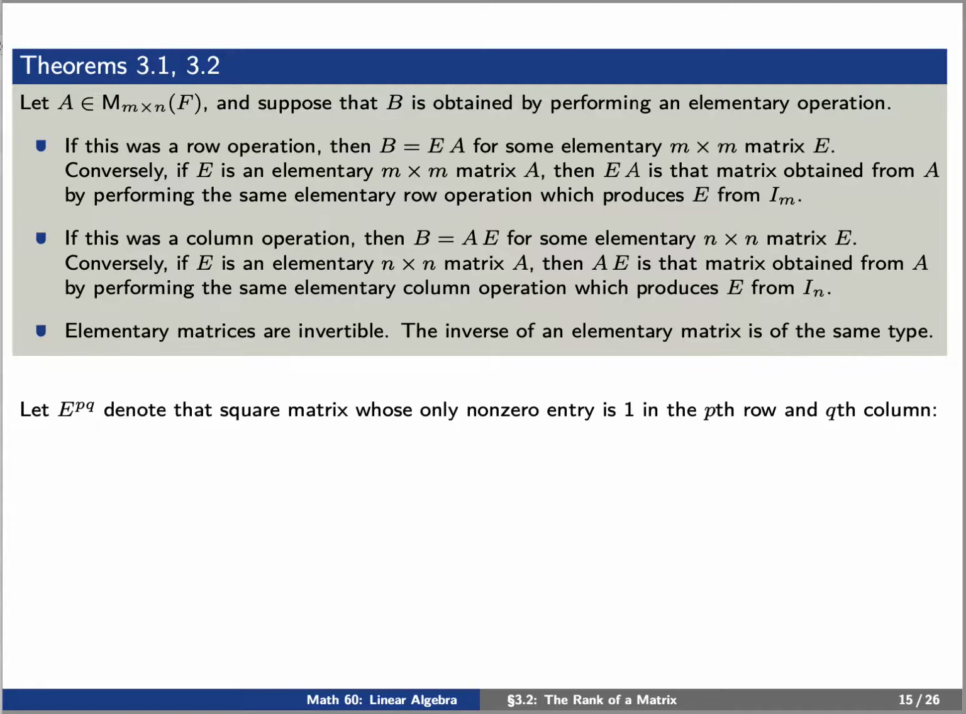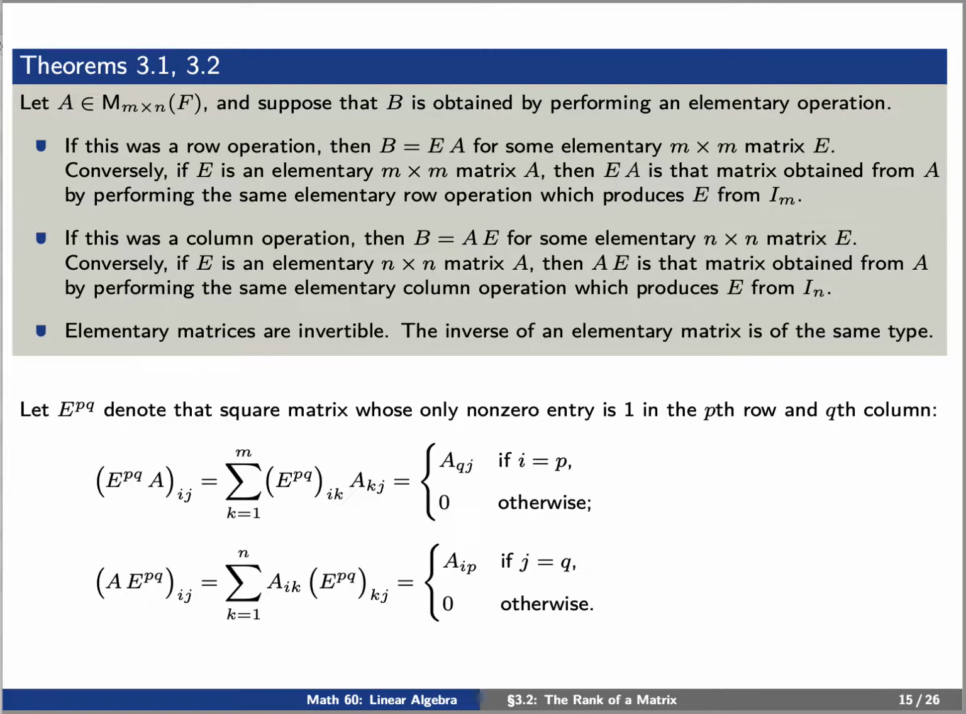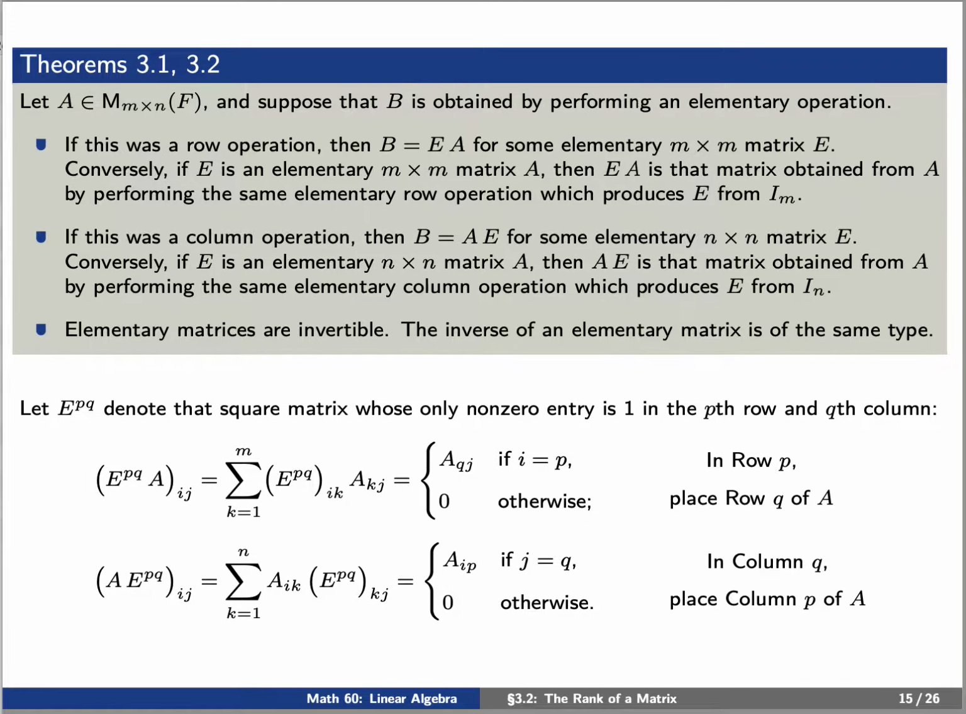We remind you how the argument here goes to prove this. Let's denote E superscript PQ as that square matrix where the only non-zero entry is 1, and this appears in the pth row and qth column. Then we can multiply E superscript PQ times A on the left and similarly on the right. Here, we would simply find a matrix if we multiply on the left, where in row P, we would place row Q of A. If instead we multiply on the right, then in column Q, we would place column P of A.